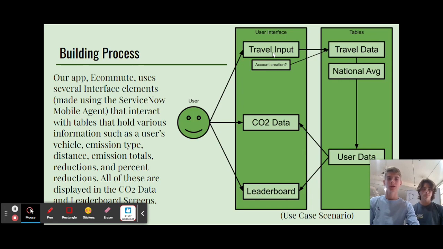The travel input contributes to the travel data table inside of ServiceNow, which is compared to national averages in order to produce user data through an automated workflow. That then is produced into the CO2 data and the leaderboard screens.